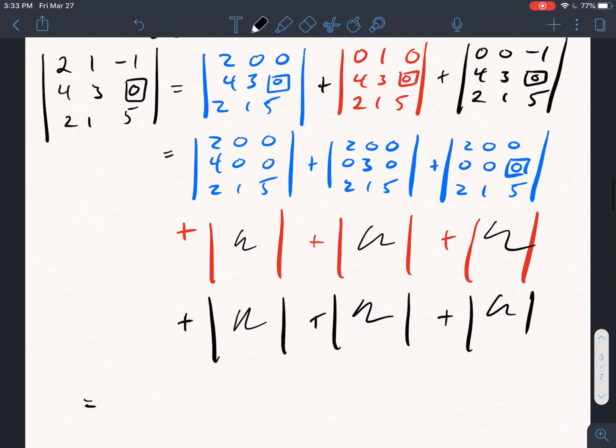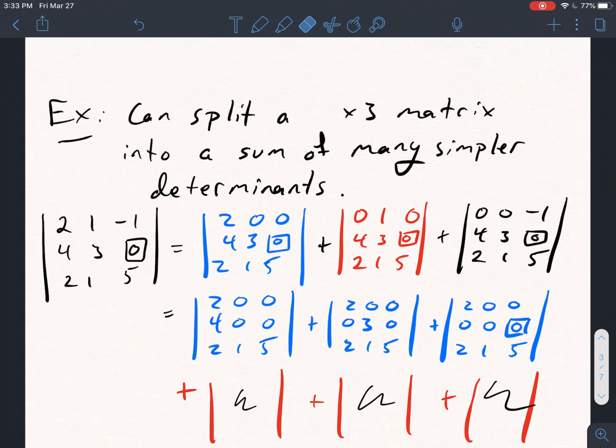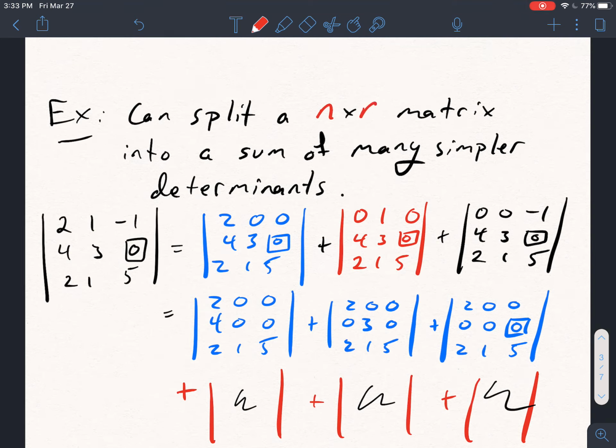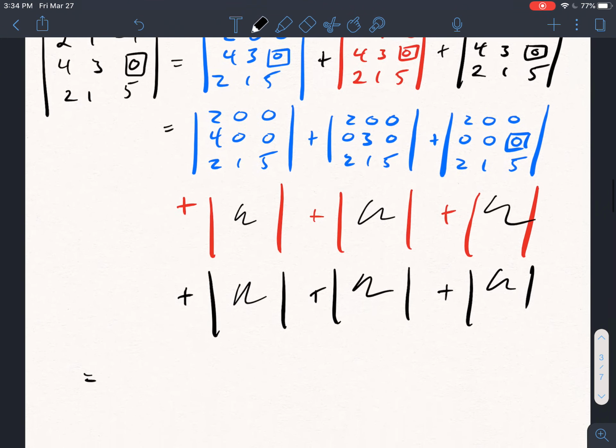And I am not going to write all of those, but I do want to write a couple just to tell you what types of matrices I'm getting there. By the way, in general, for an n by n matrix, it would split into n to the n simpler determinants. Like in this case, a 3 by 3 matrix splits into 3 cubed, which is 27 simpler determinants.